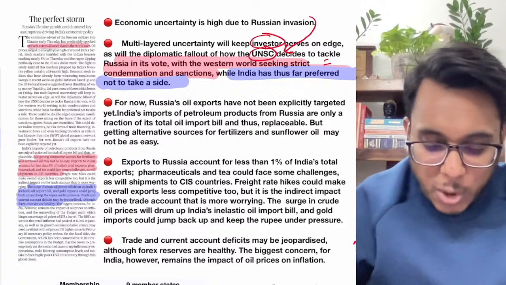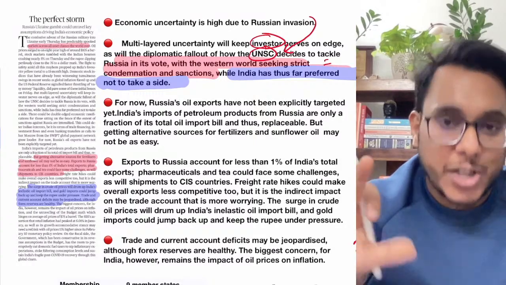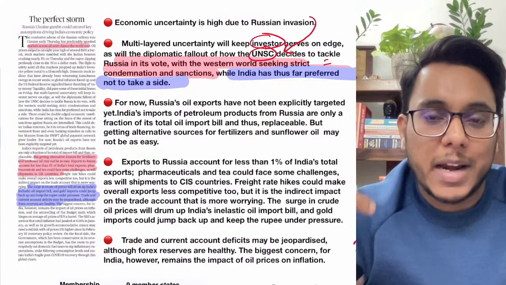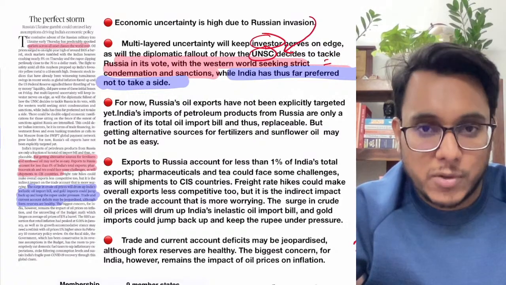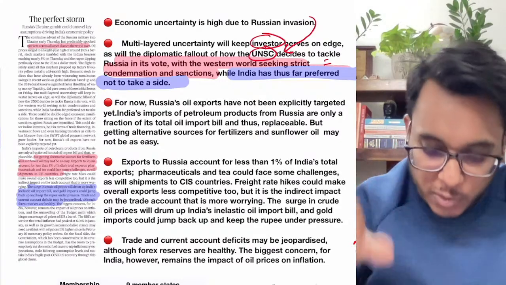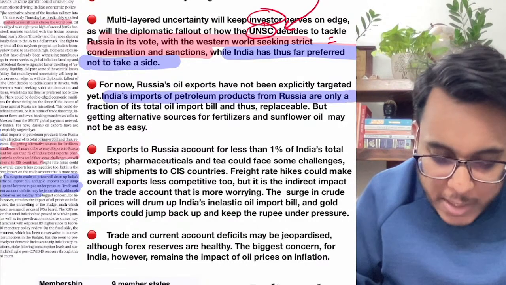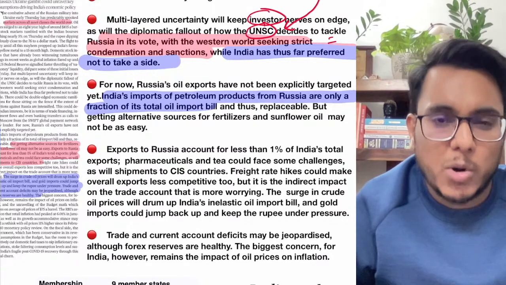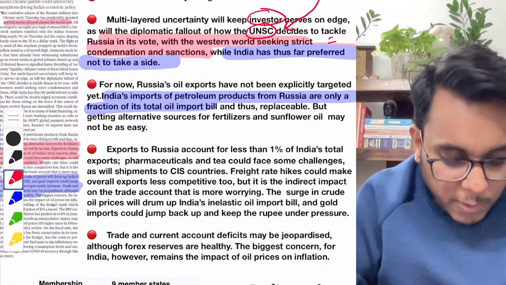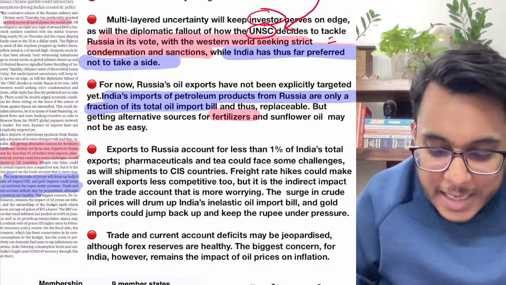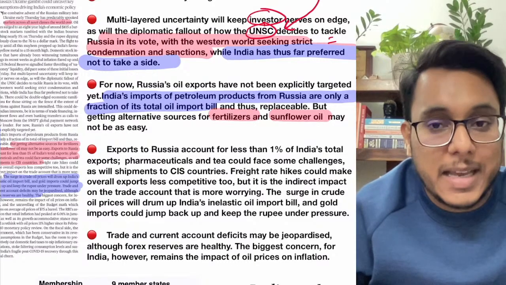Is it clear? Now guys, when we talk about India, there are two types of dependence of India on Russia in the economic sphere. Number one, our dependence because of crude oil, and second, our dependence for other kinds of goods. India's dependence on Russian petroleum is just a fraction of the total oil import, and we can replace it from other countries, so it is not a problem. But there is another commodity for which Russia is very important: fertilizer and sunflower oil. For these two commodities we are dependent on Russia, and finding a replacement might not be very possible.